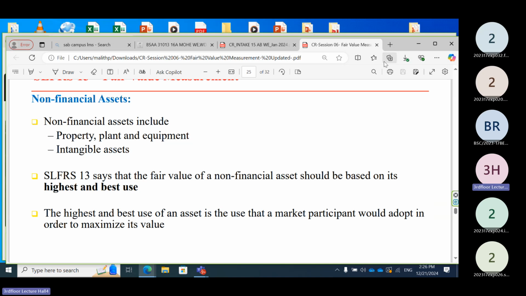The guideline clearly says we are using this for non-financial asset. You have to focus on the highest and best use of the asset, not the current usage. It's a clear guidance given from the standard. Highest and best use. This is also a word you need to mark. Highest and best use. Not the current usage.